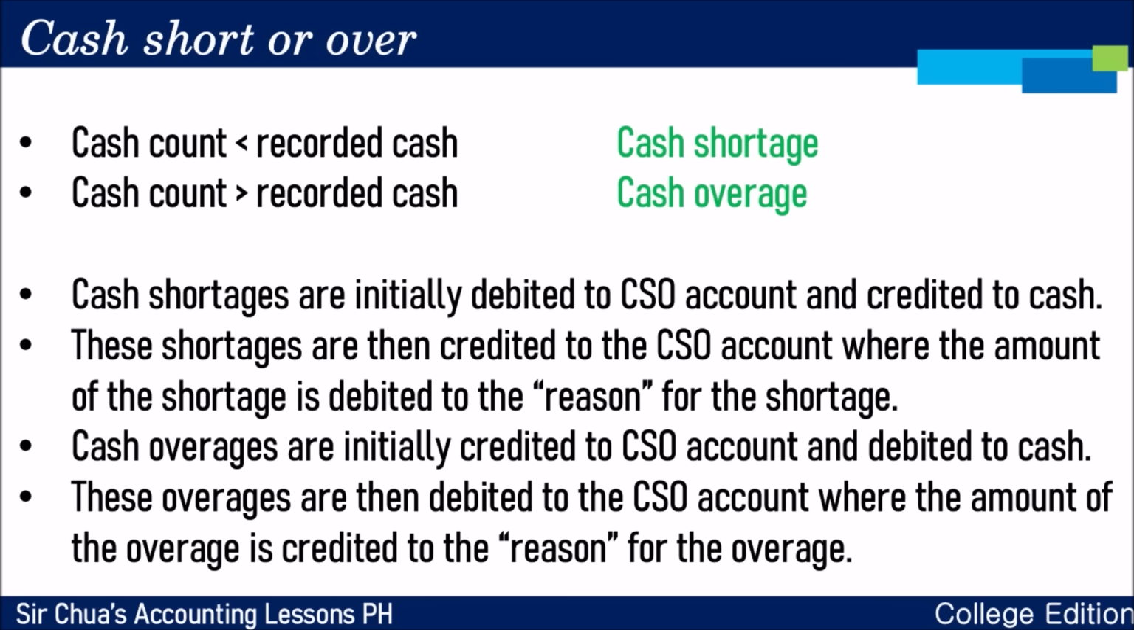Okay? Let's say for example, may times kasi ang cashier nagagamit yung sarili nilang pera. Panukli. Minsan ganun, di ba? Tapos nalalagay dun sa cash register. Okay? So, ang mangyayari, sobra yung pera kesa sa naka-record. So, ang mangyayari is we debit the cash short or over account na una nating kinredit. And then, i-credit na natin yung mismong reason nung cash overage.